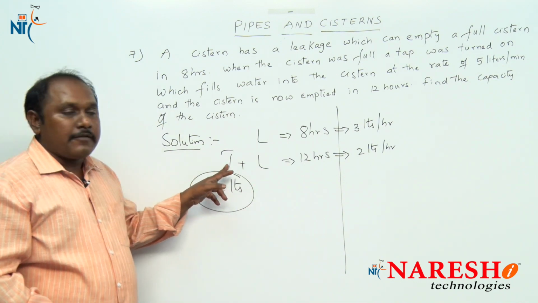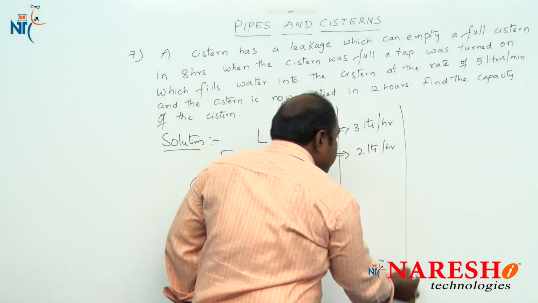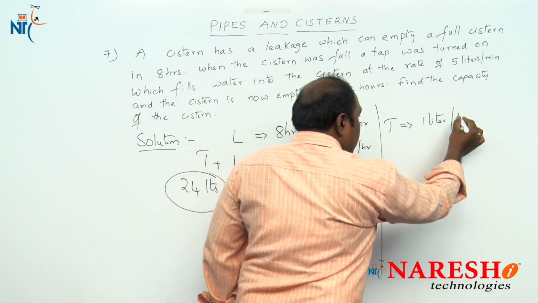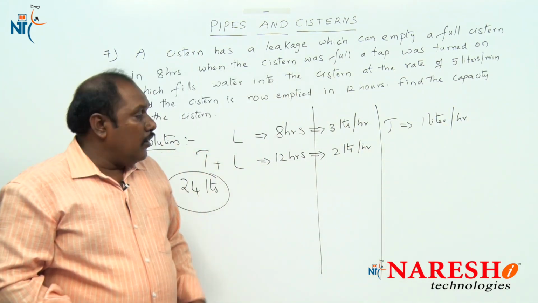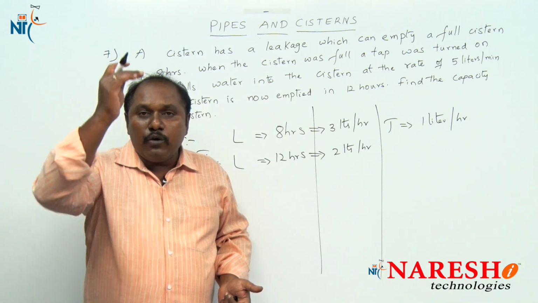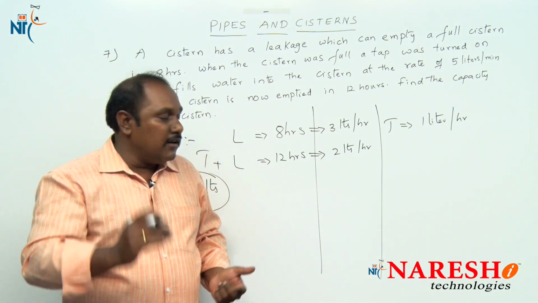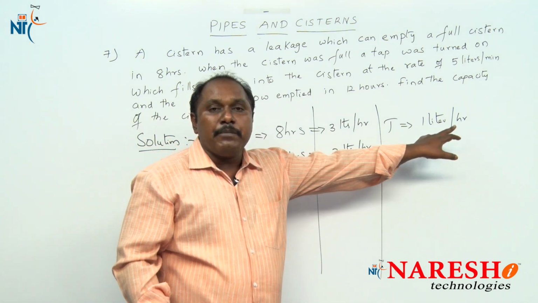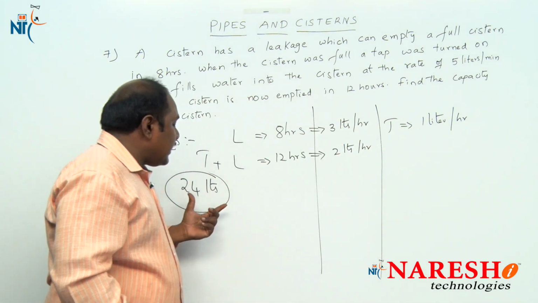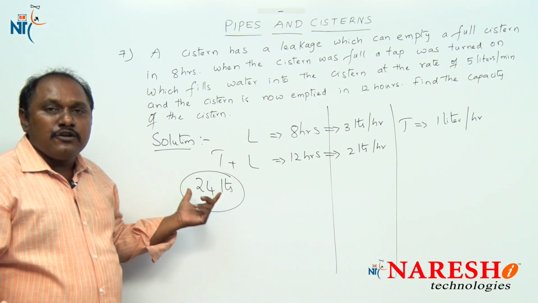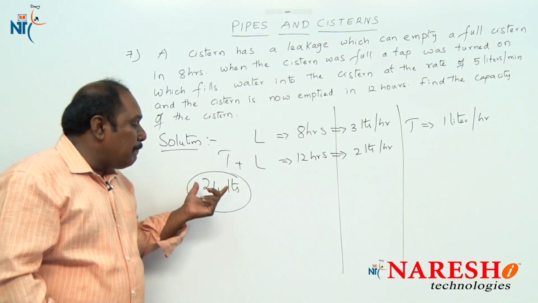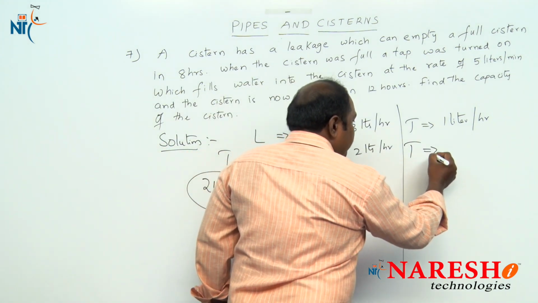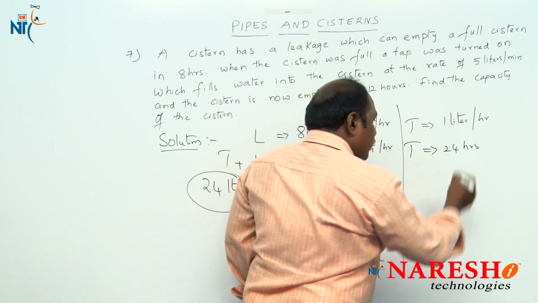So what is this tap doing? Obviously, the tap is filling 1 liter per hour. Only leakage, 3 liters will reduce in the tank. Along with the tap, only 2 liters will reduce in the tank. So the tap is filling 1 liter per hour. The capacity of the tank we have assumed as 24 liters. So to fill the complete 24 liters, how much time will it take? The tap will take 24 hours to fill the tank.